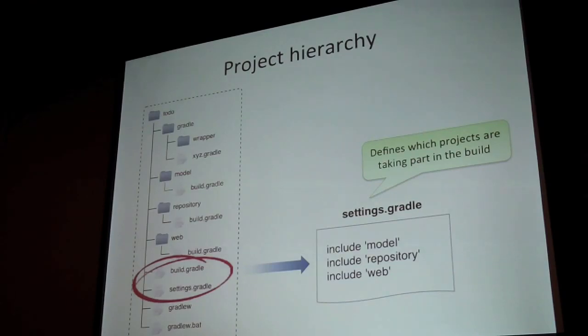Then on the top level, we have a build.gradle file and a settings file. In the settings file, you define which of the projects should take part in the build. There you see all of them are part of the build: model, repository, web.